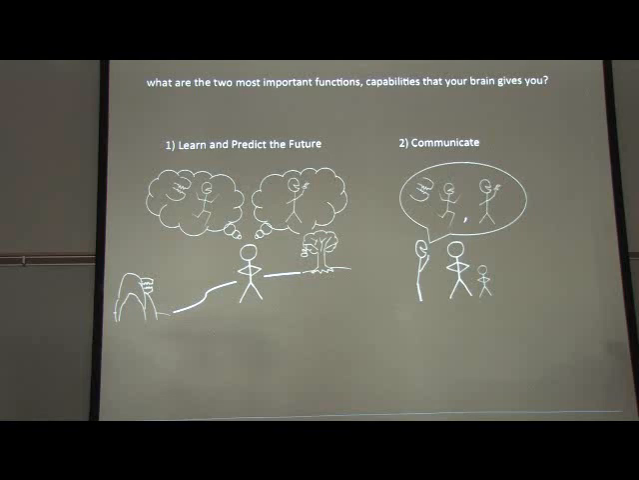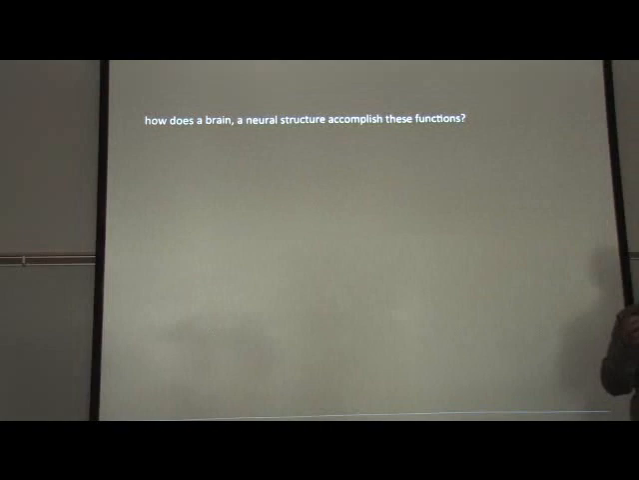So the first one is to learn and predict. The second one is to be able to communicate those things, whatever the things that you've learned, to another individual. So those two functions, how does a brain do that? How does a neural structure actually have the capacity to get input from the surrounding environment, build those internal representations, and then make predictions about what's going to happen next? And not only that, be able to impart that knowledge, that information to another sentient being.